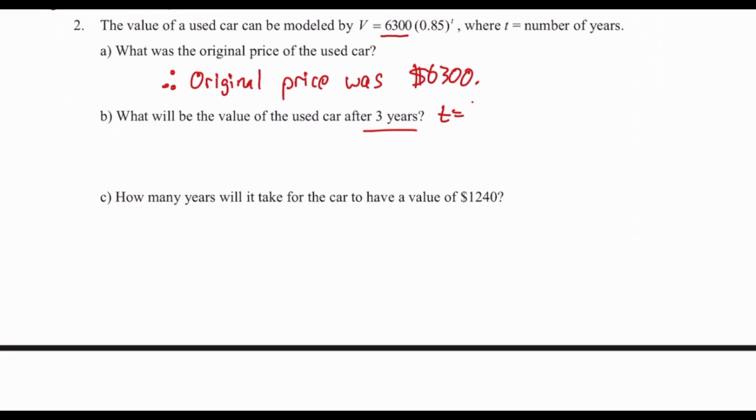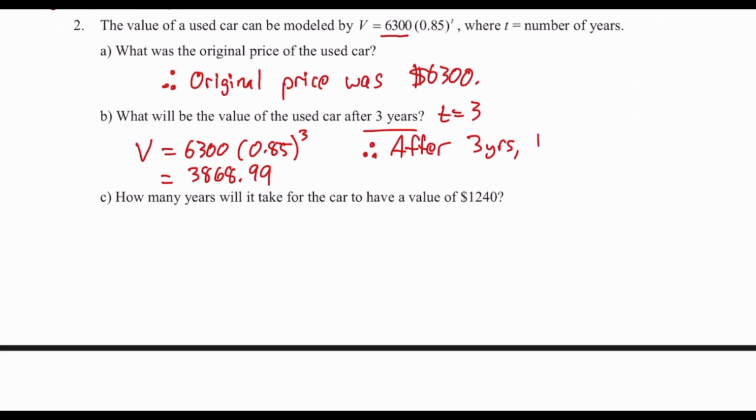What is the value of the used car after 3 years? That's going to be my t value. So I'm going to evaluate my function when t is equal to 3. And I'm showing less work now because I've shown you a lot of details in the previous questions, so we can start to work a little bit faster. And we're going to have 6,300 times 0.85 to the power of 3. And that's going to give us a value of 3868.99. So therefore, after 3 years, the value is $3,868.99.